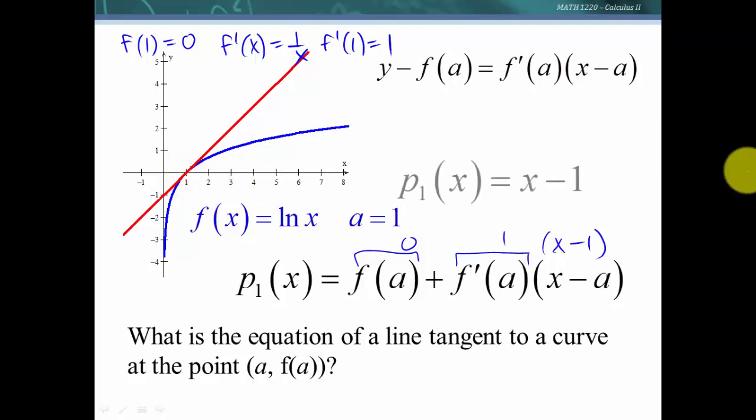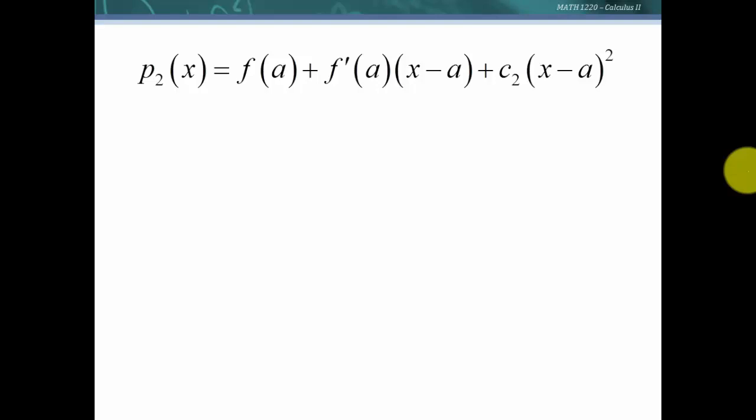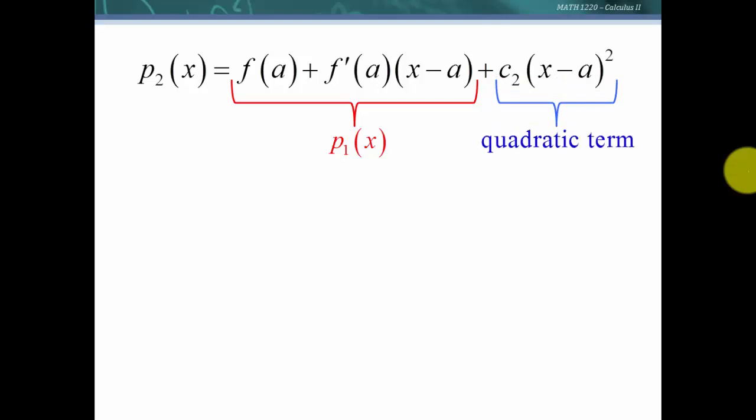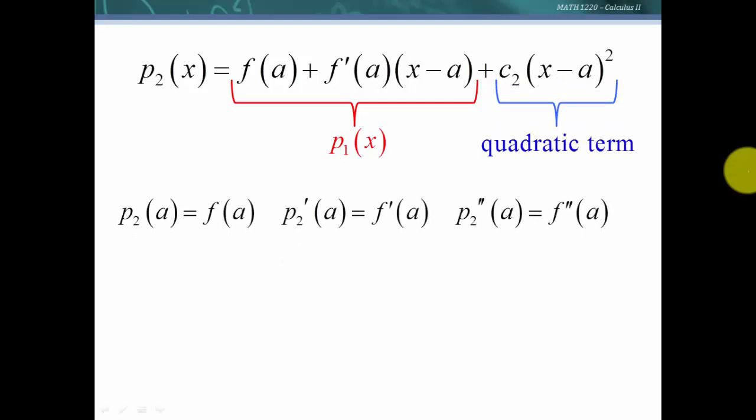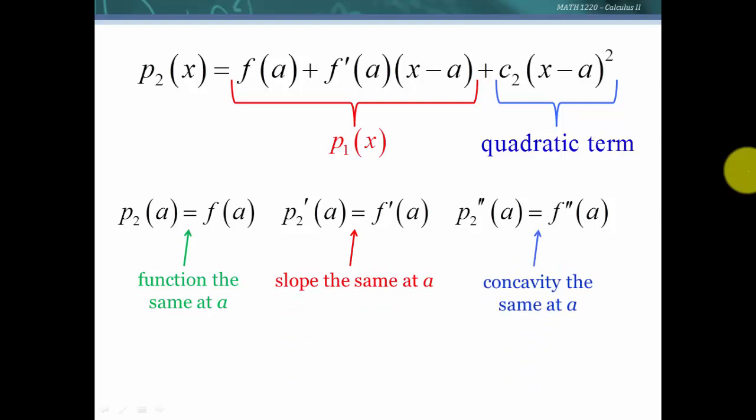What if we extended this idea then, and we said, well, what about a polynomial of degree 2? Let's take our polynomial of degree 1 and let's add on a quadratic term with the requirements that this polynomial has the same value as the function at a, it has the same slope as the function at a, and it also has the same concavity as the function at a.